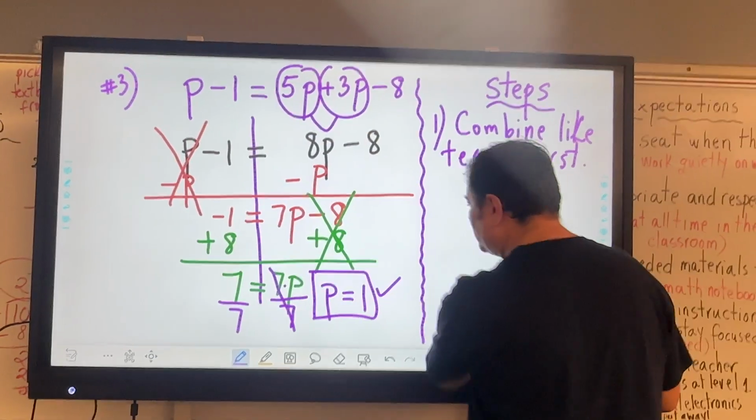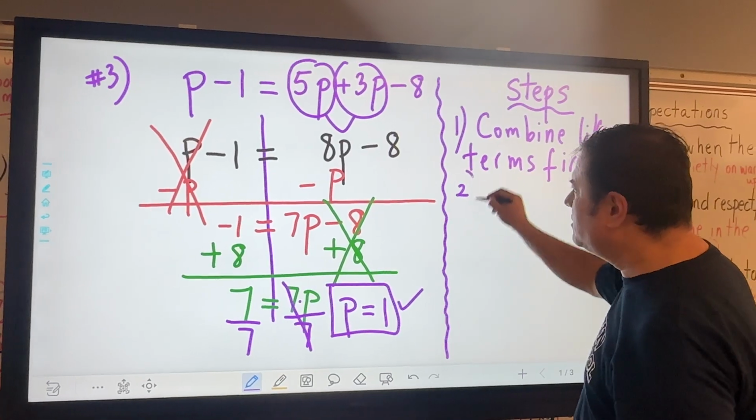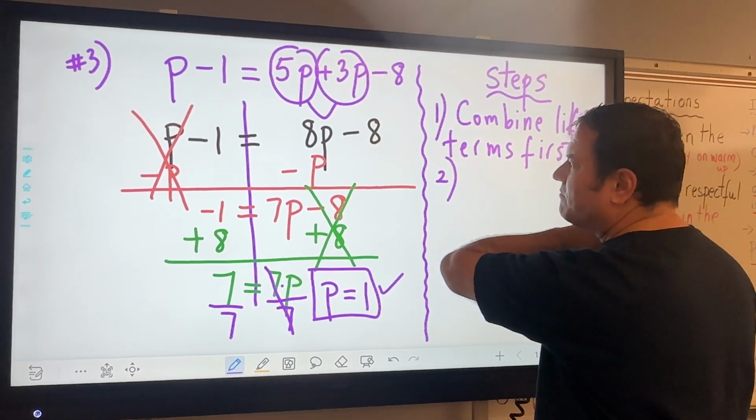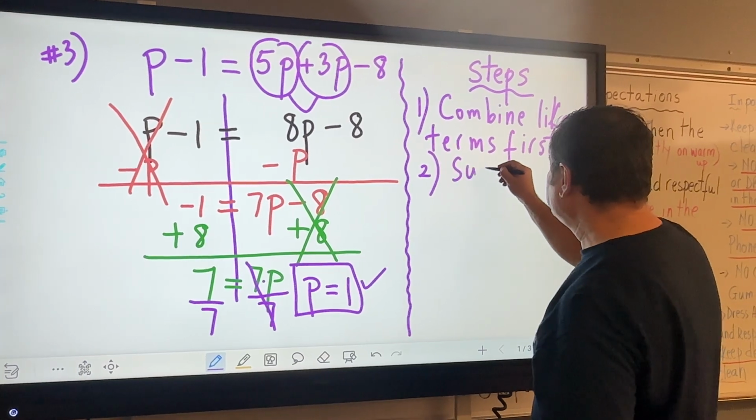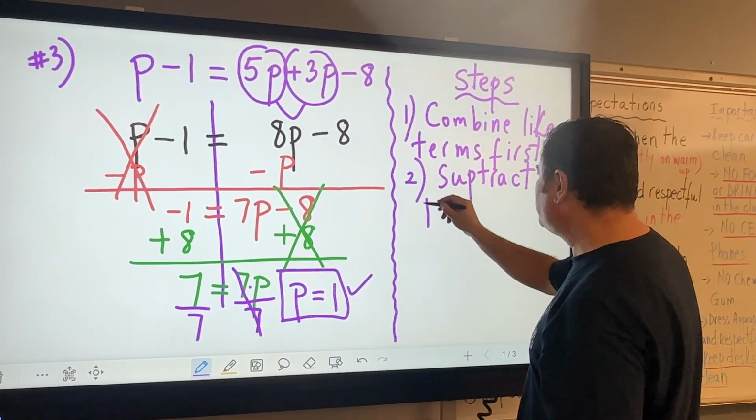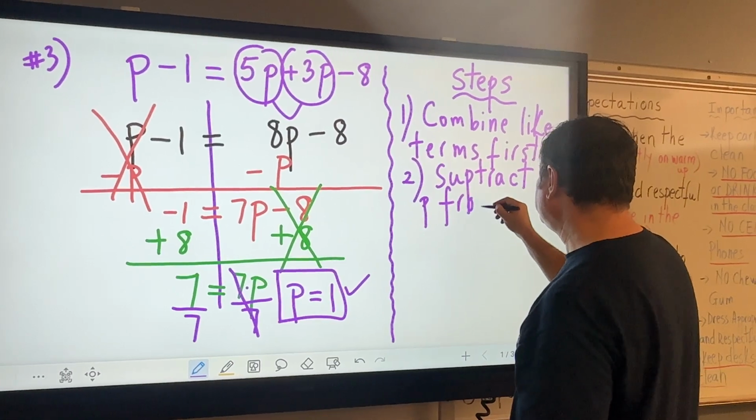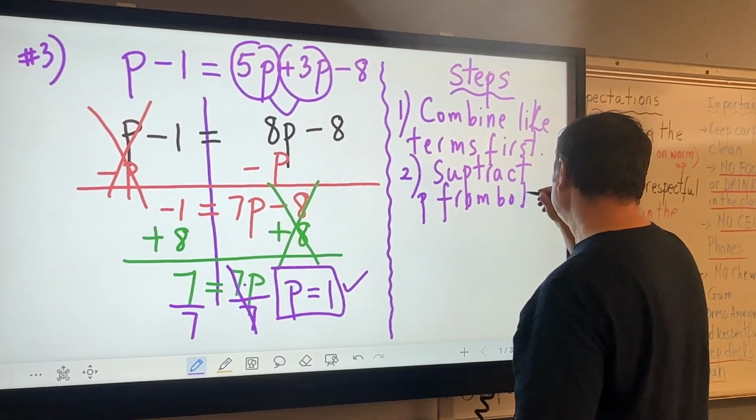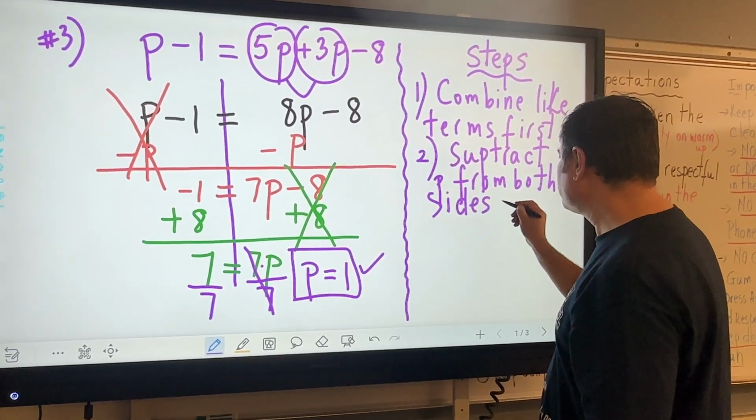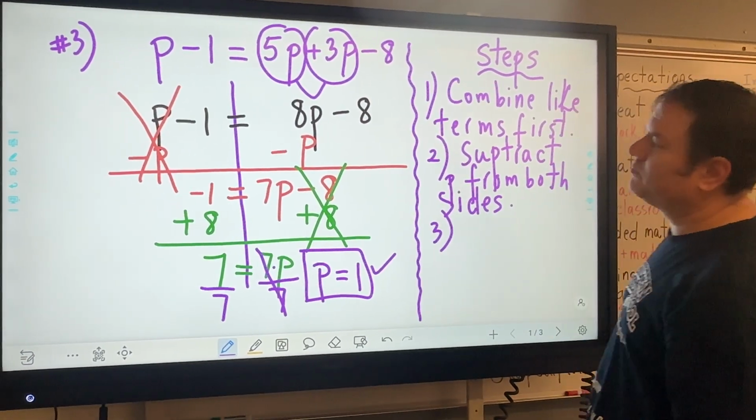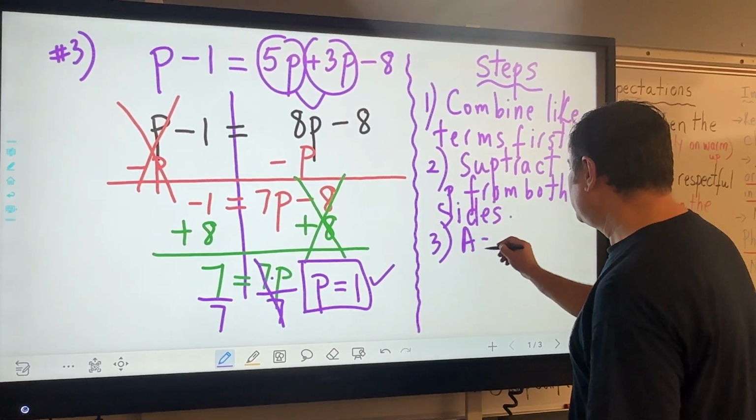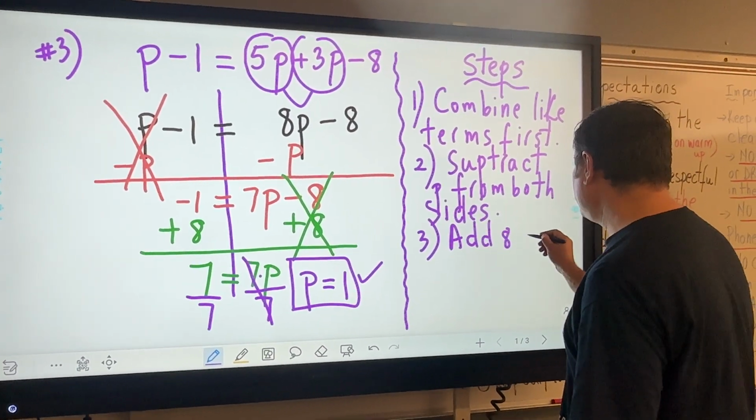And let's go back here to the steps. Step number 2 was to do what? We subtracted p from both sides. Subtract p from both sides. And step number 3 was what? We added 8 on both sides. So add 8 on both sides.